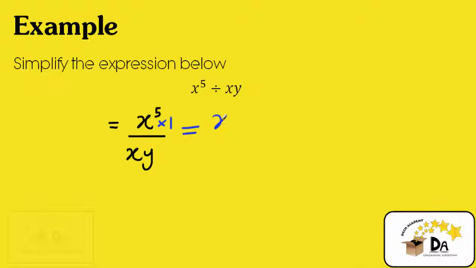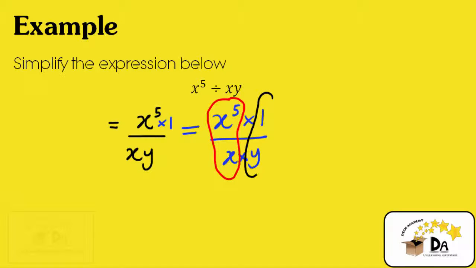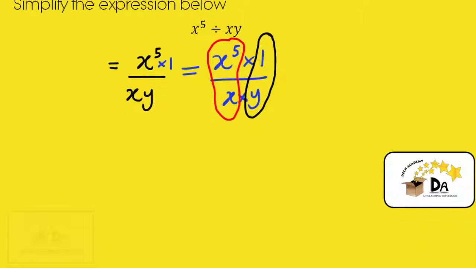In fact, let's express it this way. x^5 times 1 is the same thing as x^5. xy is the same thing as x times y. I can break this down into the product of two fractions. This has been treated in a previous video. So now I have x^5 over x times 1 over y.